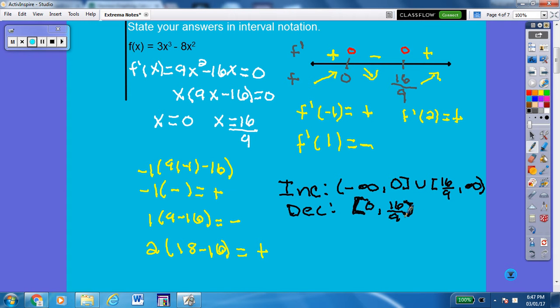Most students will then ask themselves, why do you have a bracket on 0 for increasing, and then now you have a bracket for 0 decreasing? Is 0 both increasing and decreasing, and how is that possible?